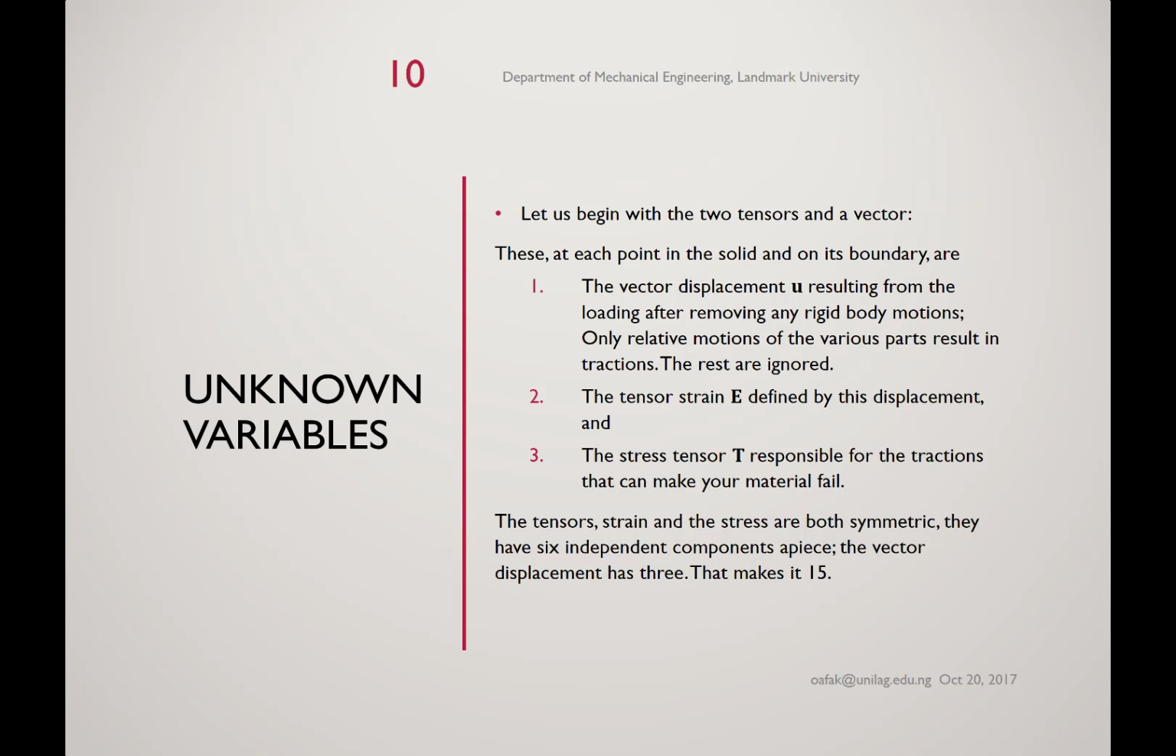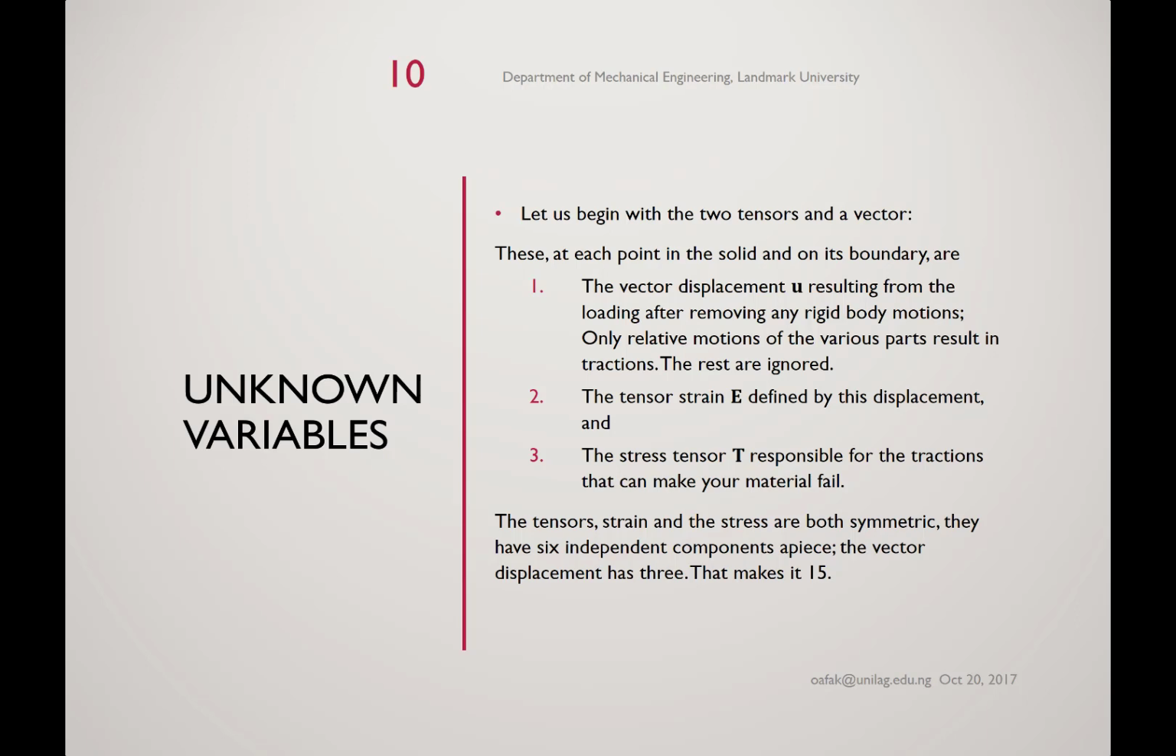The unknown variables, as I said, are two tensors and a vector. These, at each point in the solid and on the boundary, are, number one, the vector displacement. They are all the displacement, relative displacement, resulting from loading after removing all rigid body motions. This is a vector quantity and therefore consists of three scalars.